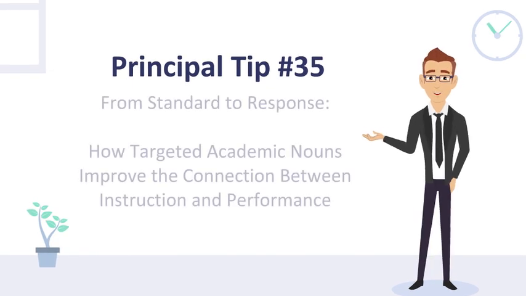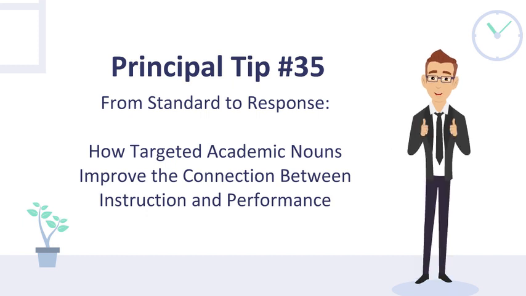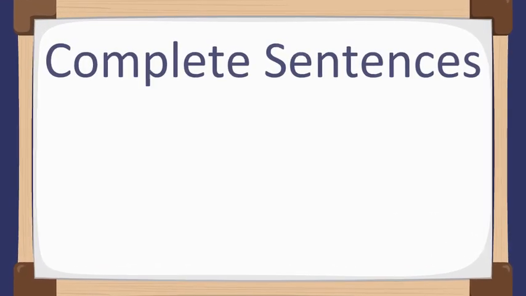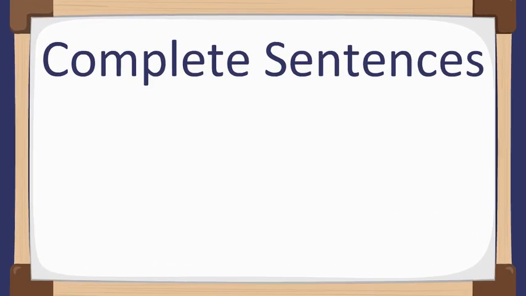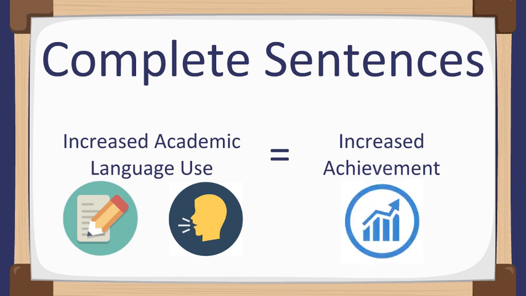This week, we'll learn how looking and listening for something as simple as nouns provides teachers with key usable information that improves the connection between their instruction and student performance. You'll remember that last week we discussed how a quick walk around your campus can give you tremendous insight into the type of language students are asked to produce during lessons. We also emphasized a strong correlation between complete sentence use and student achievement.